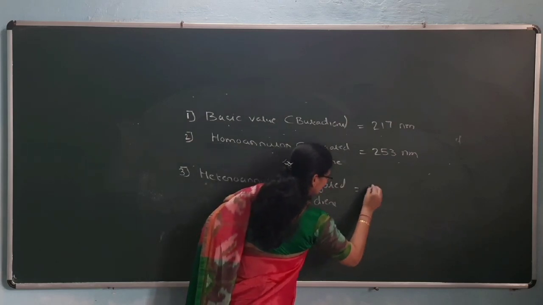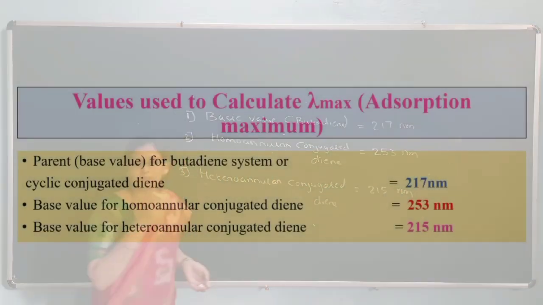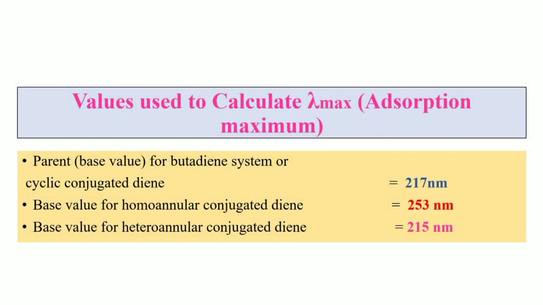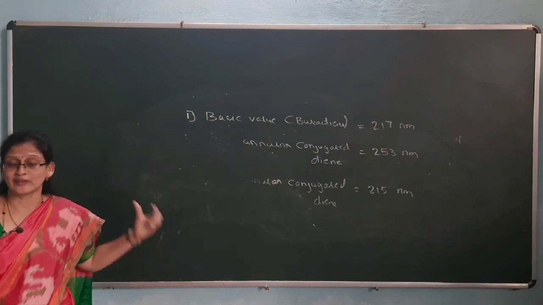For that, the value is 215 nanometer. So the basic, that is parent value, that is butadiene, the value is given as 217 nanometer, for the homoannular conjugated diene 253 nanometer, and for the heteroannular conjugated diene 215 nanometer. So we will move to the next increment. So this is the basic value they have given.